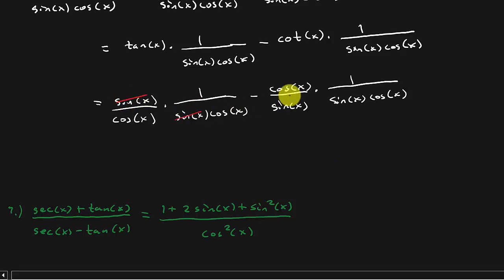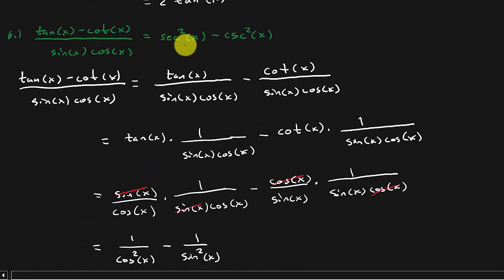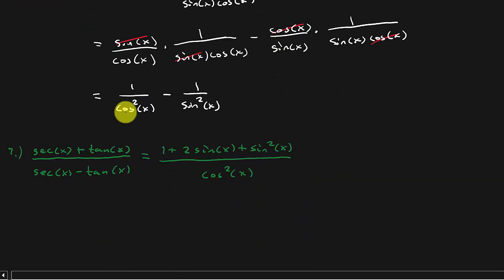Let's cancel out the sines, and this cancels out the cosines. I am left with 1 over cosine squared x minus 1 over sine squared x. We're trying to get to secant squared minus cosecant squared. 1 over cosine squared is secant squared, and 1 over sine squared is cosecant squared. And there's the right-hand side.